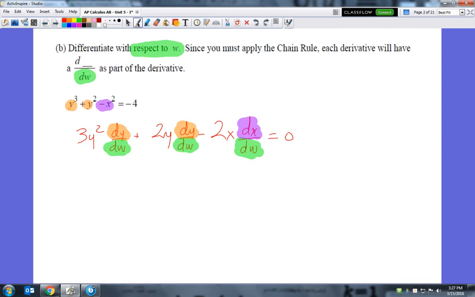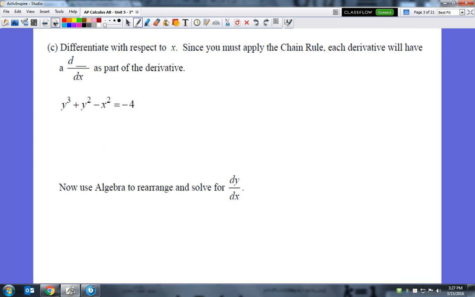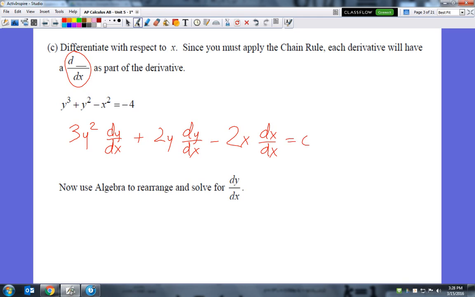Okay? So let's finally get to here to see where this dy/dx comes from that we've been using this whole time. So this one will be 3y squared, then it will be dy, not dt, not dw, but dx. Then it will be plus 2y dy/dx minus 2x dx over dx is equal to 0. Now again, I'll highlight it. This is, oops, let me use the green. This is my in respect to. So all of them are in respect to x.